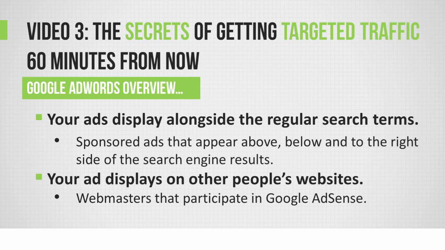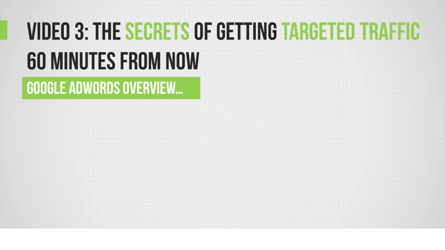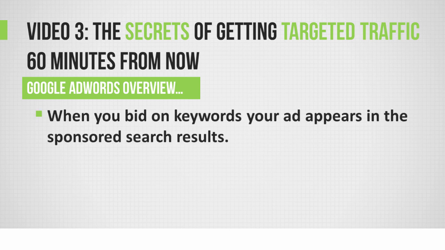For now, I suggest you start with having your ads appear in Google search results only, and that's because it gives you more control over your campaign and a smaller chance of dealing with fraudulent clicks. Then you can always go ahead and experiment with the content network later. So what happens is that Google AdWords allows you to bid on keywords, and your ad will appear in the sponsored search results when someone searches for those specific keywords.